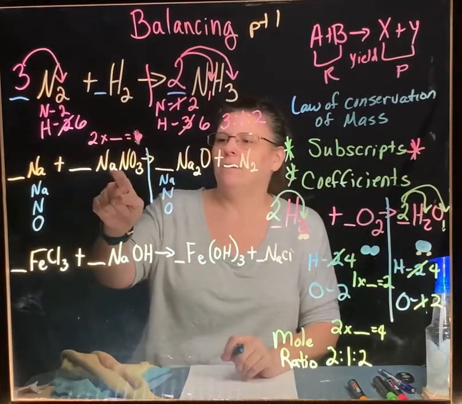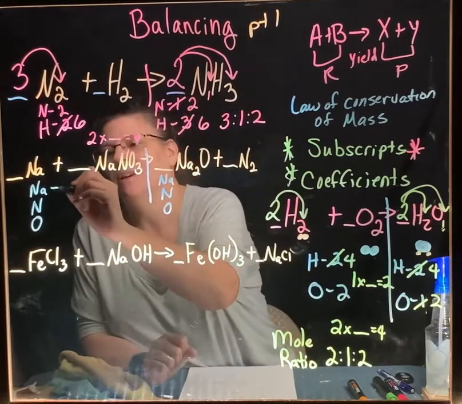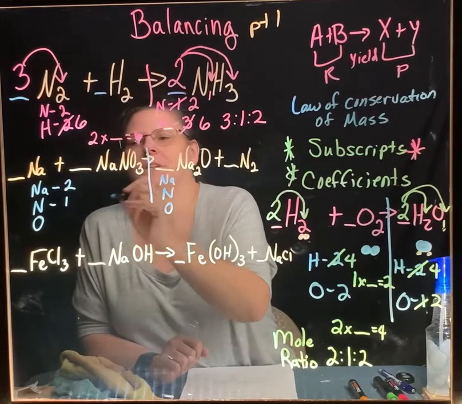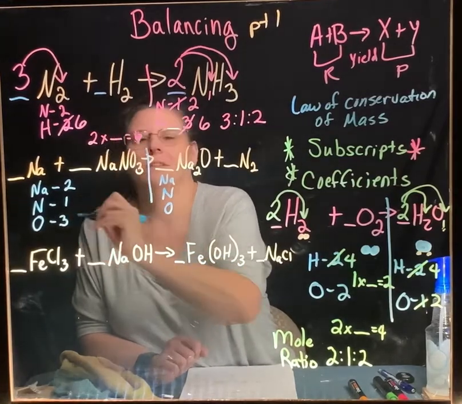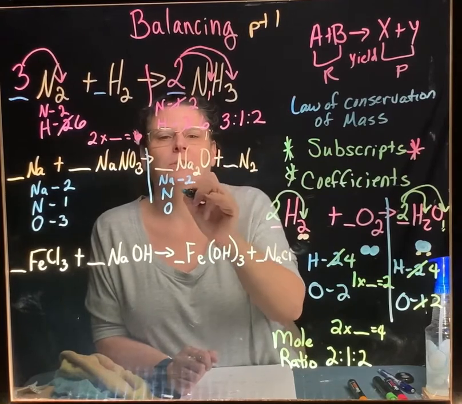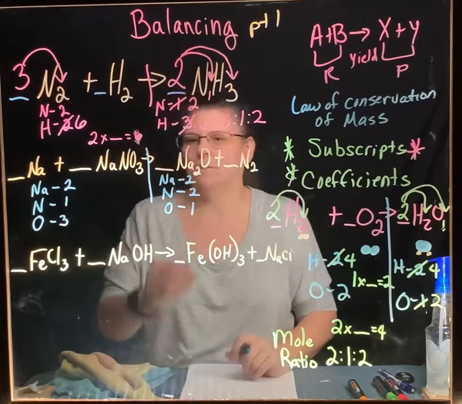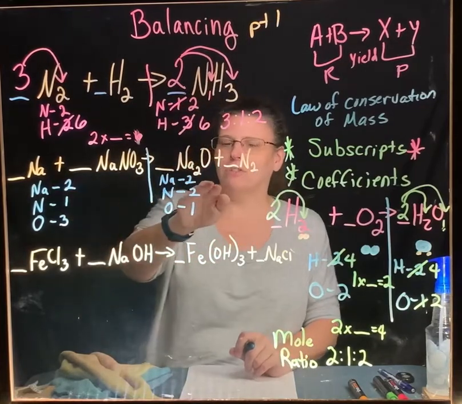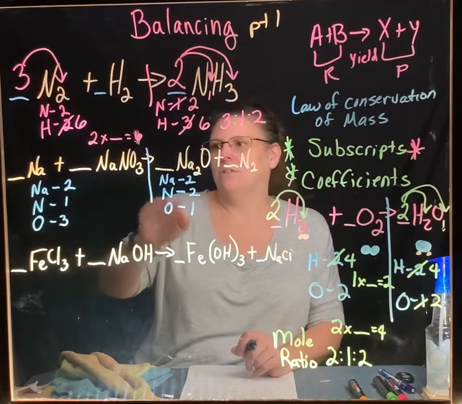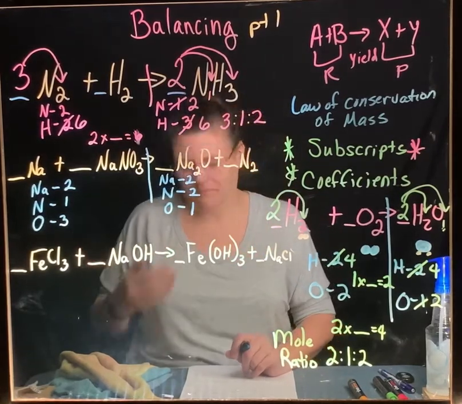Now, you count up your sodiums. Well, I have 1 here, plus 1 here. There's the key there, plus. So you have 2. You have 1 nitrogen. You have 3 oxygens. And over here, you have 2 sodiums, 2 nitrogens, and 1 oxygen. So looking across, you see that your sodiums are balanced. Your nitrogens are not.